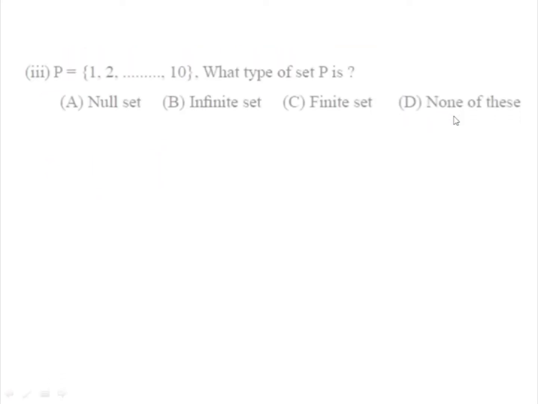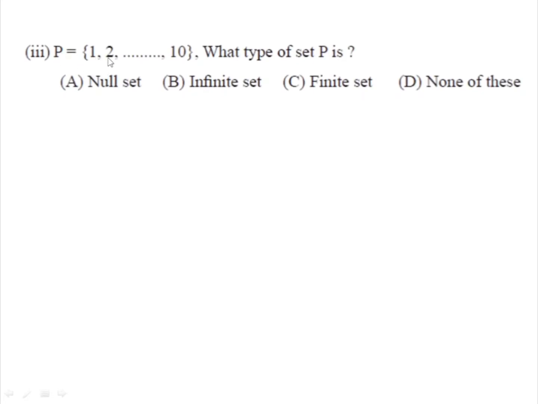The next question is, P is equal to {1, 2 up to 10}, and the question is what type of set P is. Either it is a null set, infinite set, finite set, or none of these. So as we can observe, in the set P there are elements given in this set, that is, these are all natural numbers from 1 to 10. So if we are going to write these elements, the number of elements in this set are limited and we can count it. That's why this set P is a finite set. So here option C is the correct alternative.